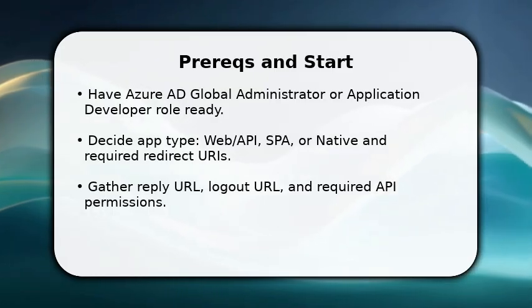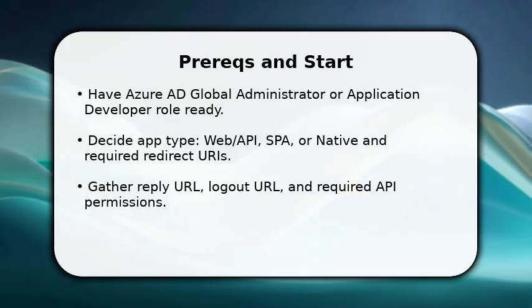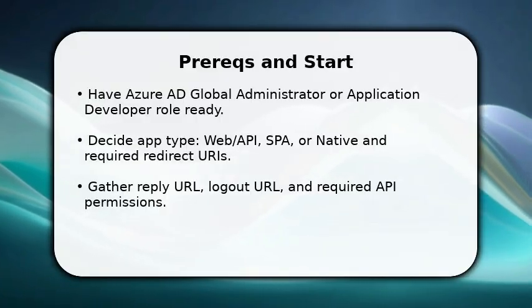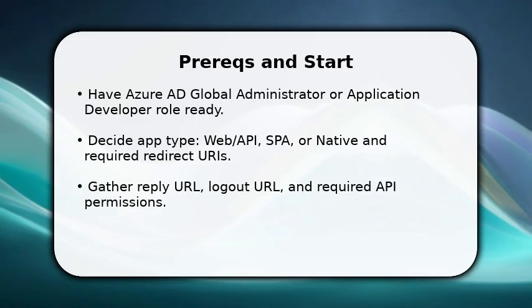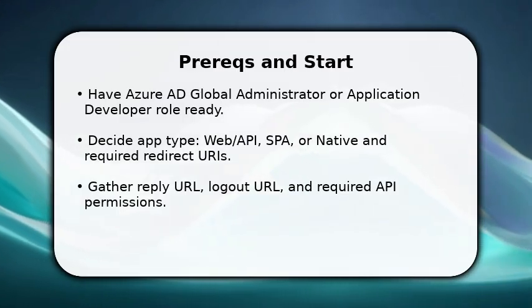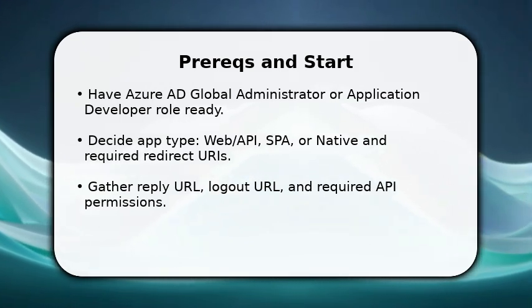Click New Registration to start, provide a descriptive name, choose supported account types, and enter redirect URI for your app. You do this now because naming and redirect selection determine authentication flow. Make sure to select the correct account type to avoid later tenant access problems and proceed to create the registration.